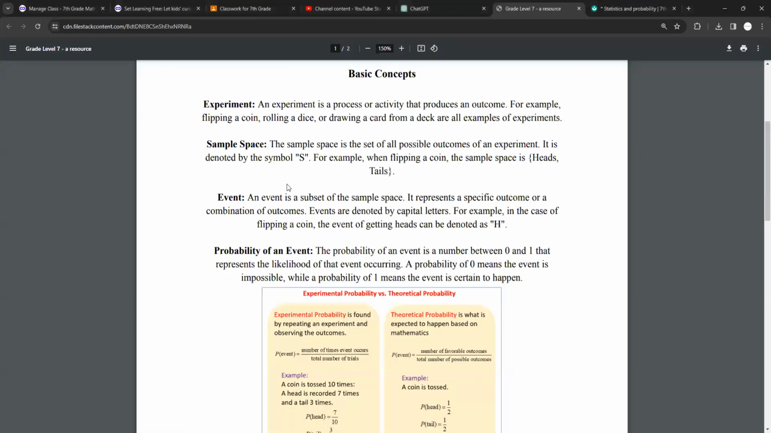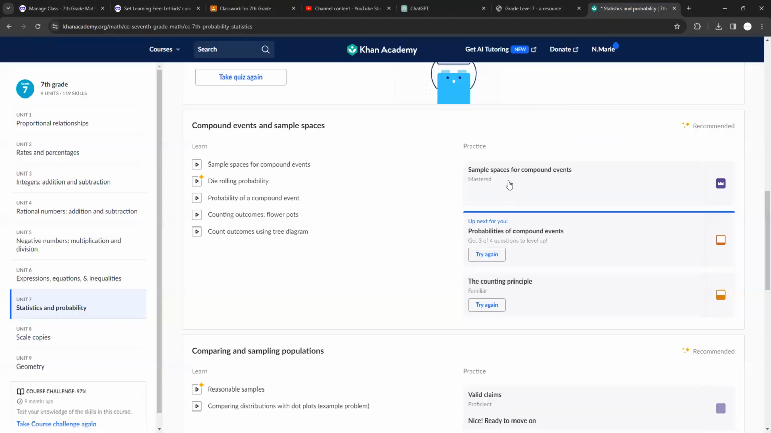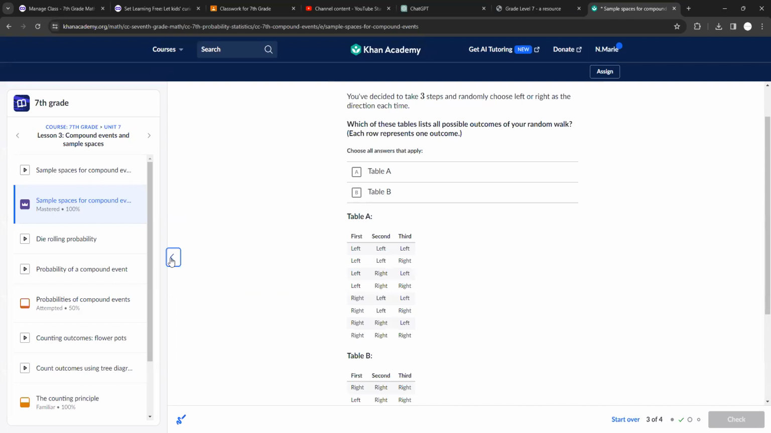So what is a sample space? A sample space is a set of all possible outcomes of an experiment. An event is the subset of the sample space. It represents a specific outcome or combination of outcomes. And they like to use capital letters. So let's look at some sample spaces here.